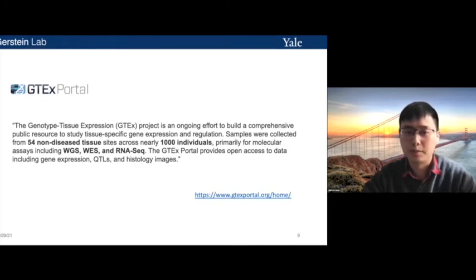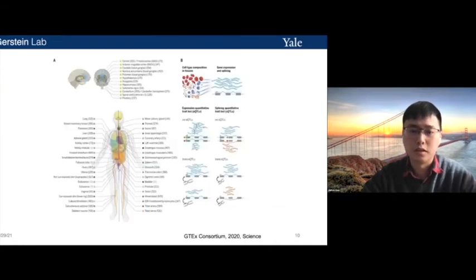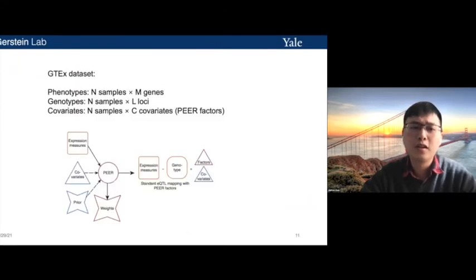And since they have the genotype and the gene expression, they could do this large-scale eQTL analysis. And here's the figure from their data. You see it covers a lot of different tissue types. And on the right-hand side, you see they conduct this eQTL analysis. They have the cis eQTL and also the trans eQTL. Furthermore, they have something called sQTL, but we're not going to talk about that now.